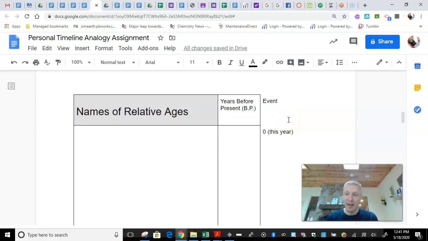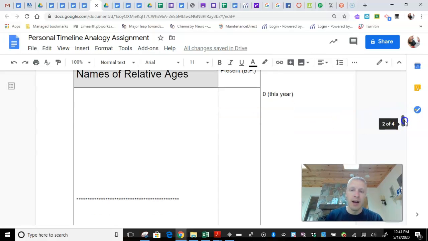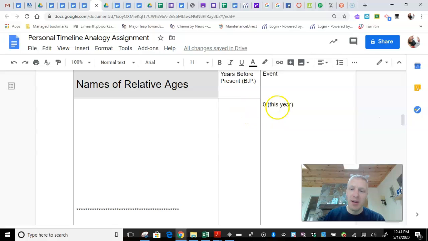In the real world, we have CE and BCE. CE is Common Era, and BCE is before Common Era, and they changed that sometime in my life. It used to be BC and AD, BC standing for basically before Christ. It was Latin. They went away from that. We'll stay out of that discussion. But so 0 is this year, and that's 0 years before present. That's this year. All right.